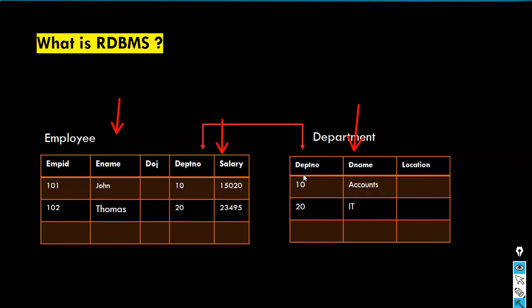But in this table, the department number, the values in this column will be unique. You are not supposed to have any duplicate values. Whereas here, you can have duplicate values. In this table, the value for this department number comes from this table's department number. Hence, this is a foreign key column. This is your primary key column in this table. This one should not have duplicate values.